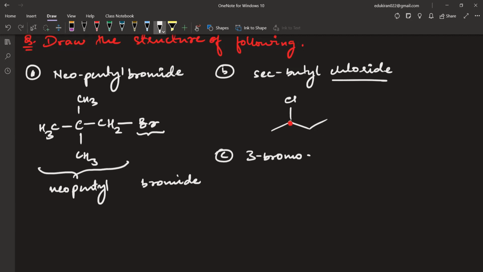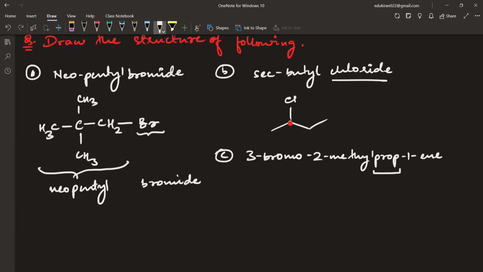3-bromo-2-methylprop-1-ene. Now, this is a normal IUPAC name. That is why we will use this.